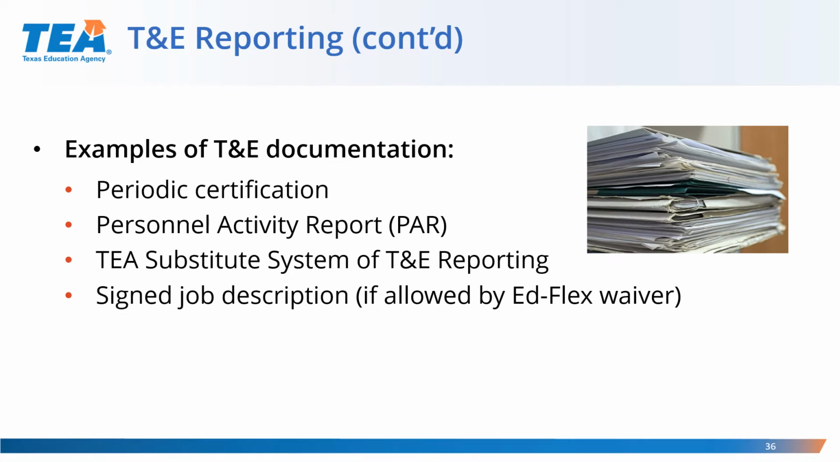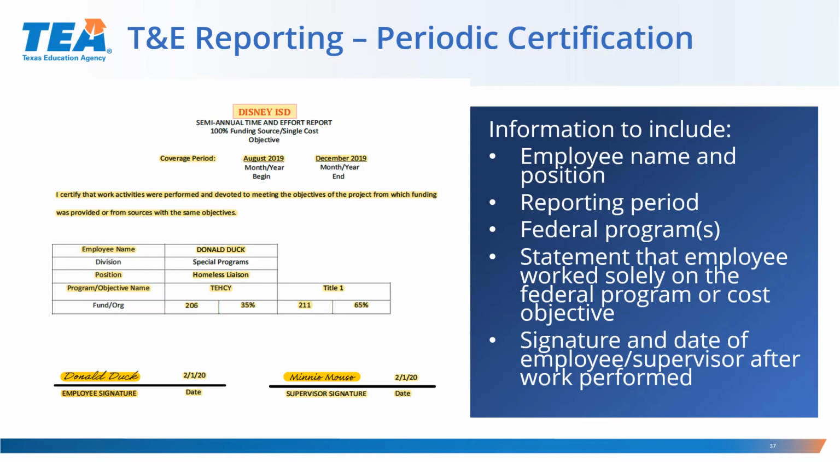Now, what are some examples of time and effort documentation that we might look at? We've got periodic certifications or semi-annual certifications, personnel activity reports, also known as PARs. We also have the TEA substitute system of time and effort reporting, which we'll get into a little bit later. And one other method that we see is a signed job description if it meets certain requirements under the EdFlex waiver, which again, I'll get into just here in a minute.